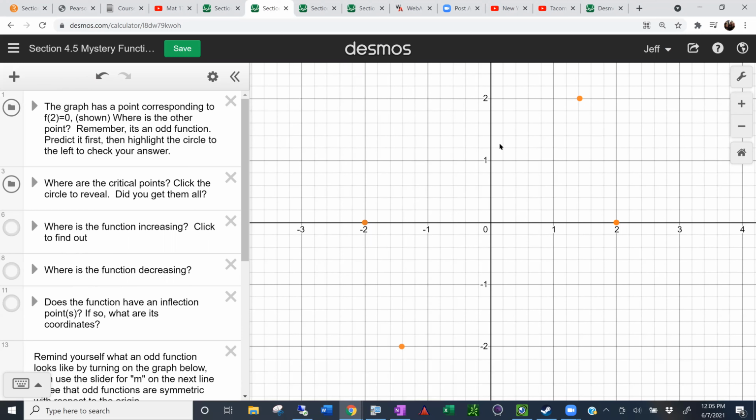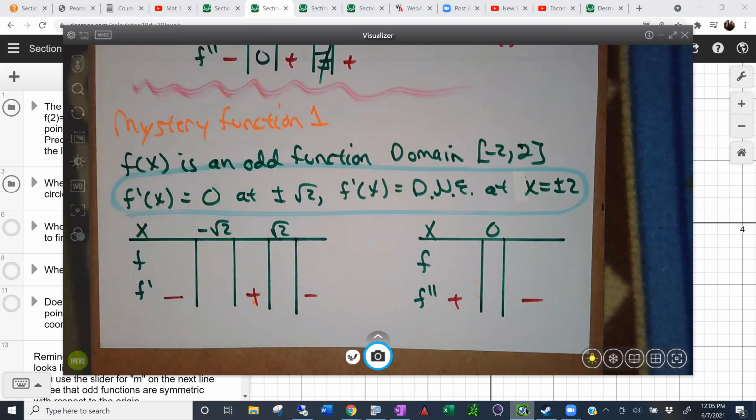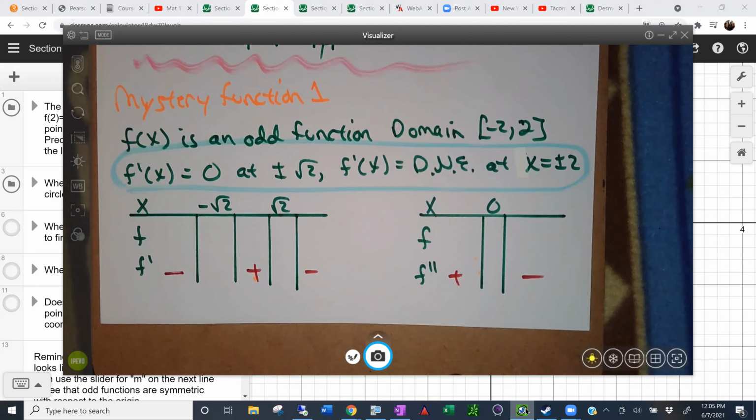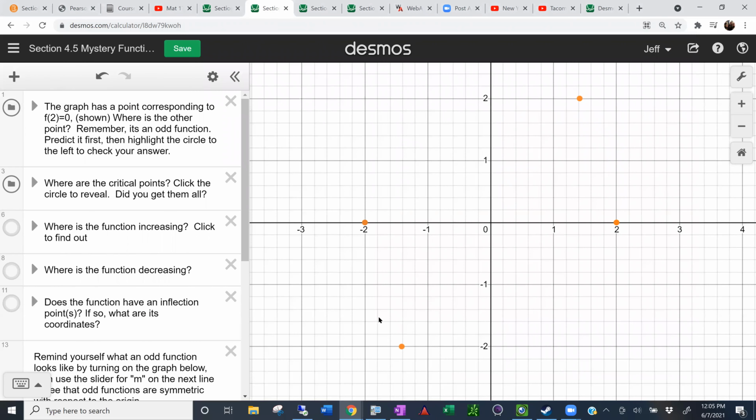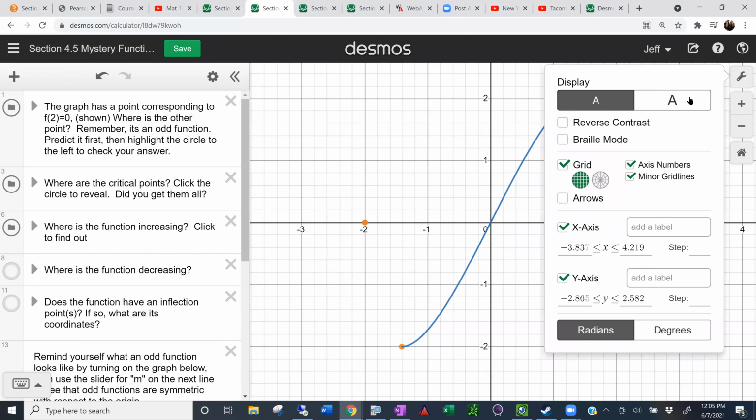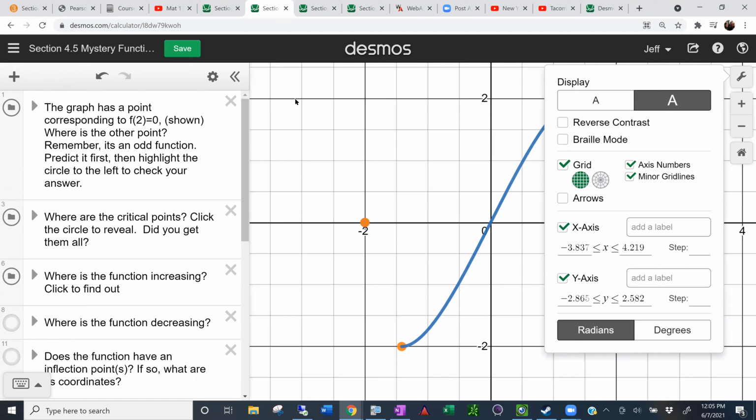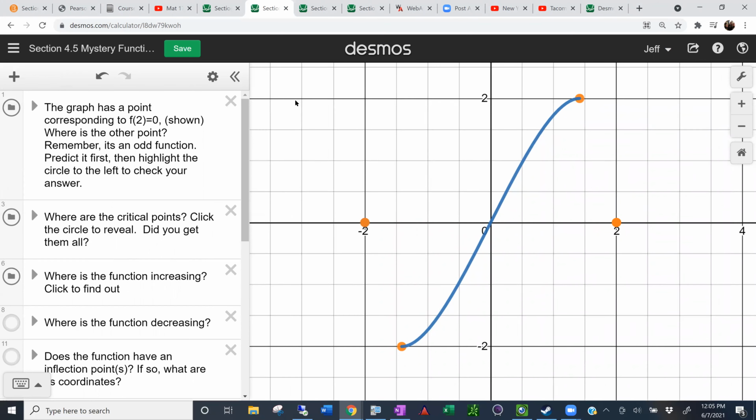Where is the function increasing? What's going to tell me that the function's increasing? Plus sign. Yeah, the plus sign. So the first derivative is positive. That's going to happen between -√2 and 2. So you can play connect the dots between a couple of those points. So this point to this point, the function should be increasing. Bam, looking good. Let's make this a little darker. If you click the tool icon and click the capital A, it makes it a little darker, a little easier to see here.